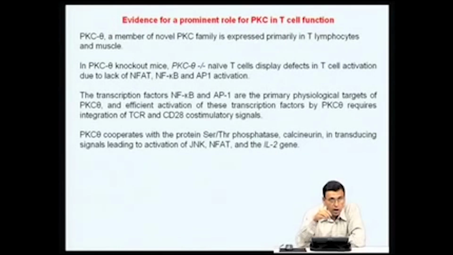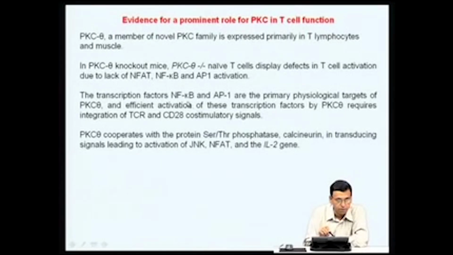And when you knock out this PKC theta, which is a major isoform of PKC expressed in T cells, in these knockout T cells, the naive T cells display a defect in T cell activation due to the lack of expression of NF-AT, NF-kappa B and AP1, clearly indicating that protein kinase C plays a very important role in the activation of all these 3 transcription factors. Therefore, if you knock out PKC, you will not see the activation of these transcription factors, and therefore you do not see IL-2 expression. And transcription factors NF-kappa B and AP1 are the primary physiological targets of PKC theta.